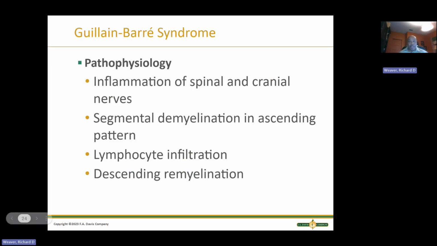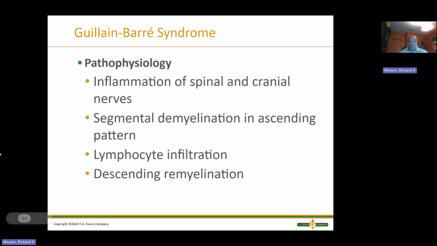All right, so that ends that particular disease. The next one is what we call Guillain-Barré syndrome. I used to think that was pronounced differently, but I discovered that it was Guillain-Barré syndrome.